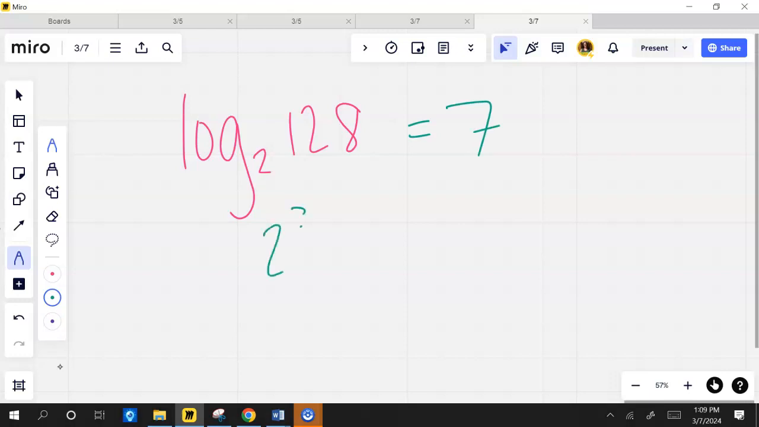2 to what power gives you 128? Logs are exponents. What exponent would you need on the base in order to get 128? 2 to the second is 4, to the third is 8, 16, 32, 64, 128. Oh, come on. Y'all could double those up without a calculator.